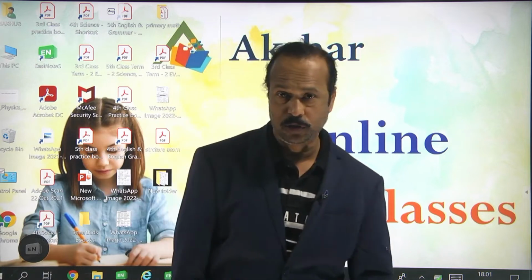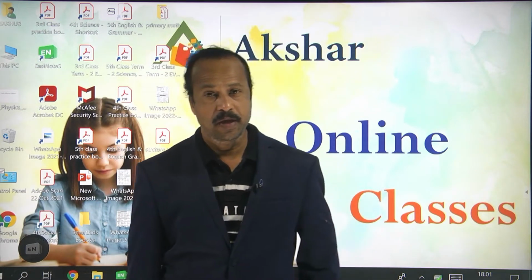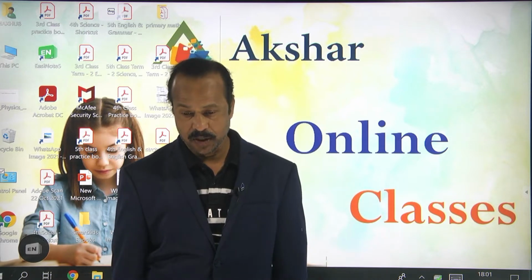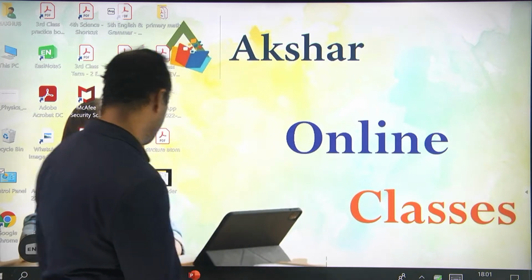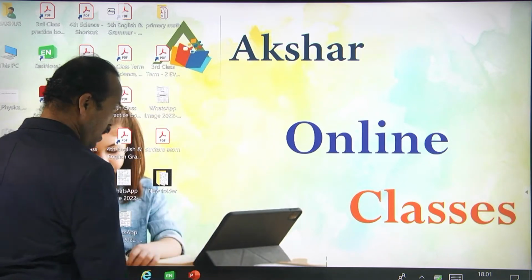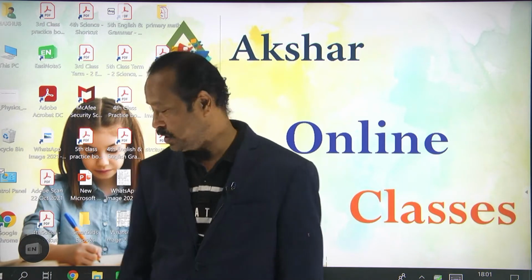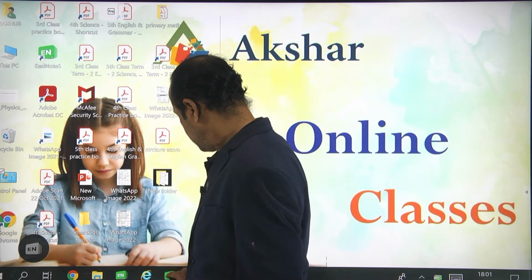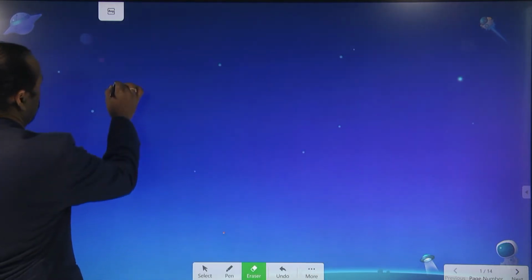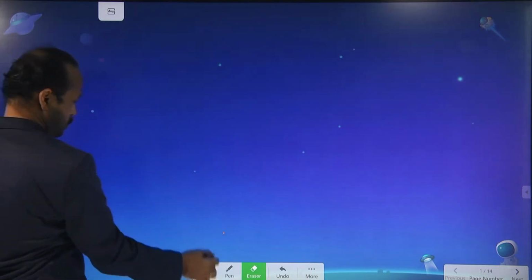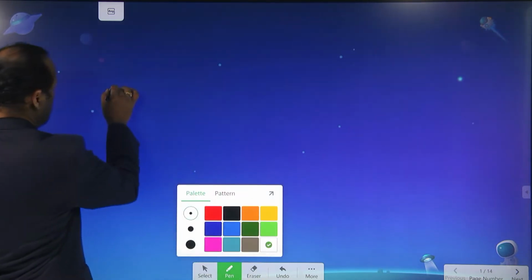Atoms and molecules, right? So, in atoms and molecules, we are discussing the atoms and their symbols. So, the last topic is atoms and the symbols. Now, can you say what is the symbol of silver? Symbol of silver.